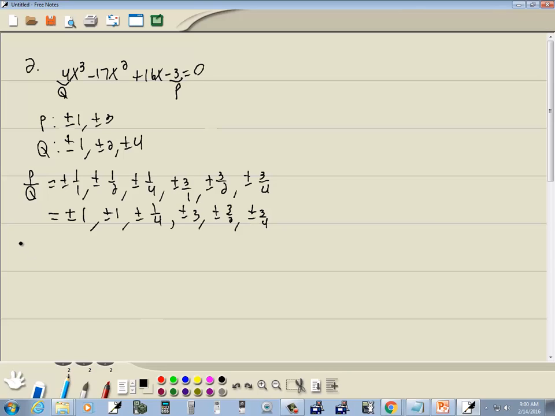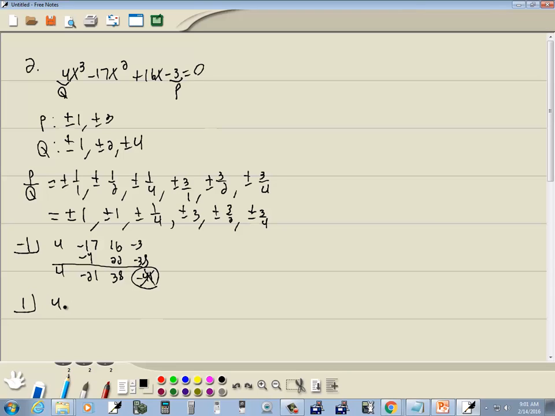Okay, we'll start plugging them into synthetic division. I'll start with -1. So 4, -17, 16, and -3. Add, multiply, add, multiply, add, multiply. And assuming I added and multiplied it correctly, that's a remainder which is not 0. So we keep going.